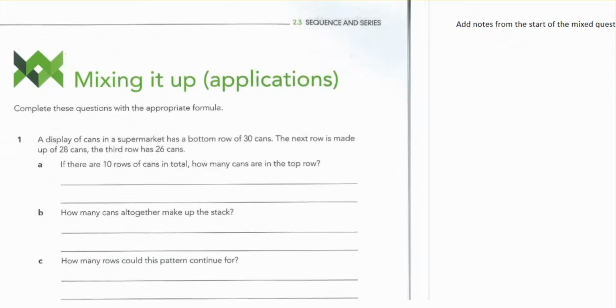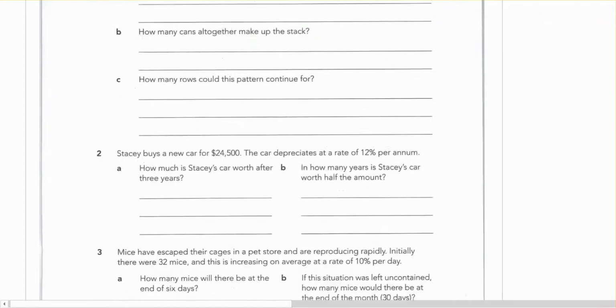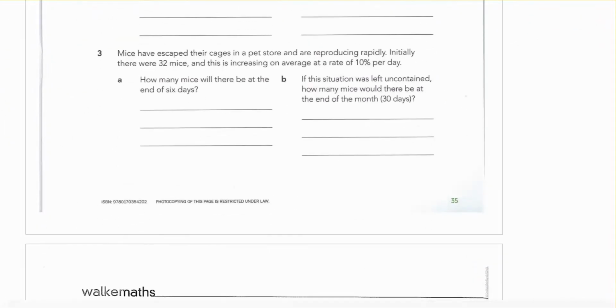If we take a look at this first one, so what page are we on? Page 35.